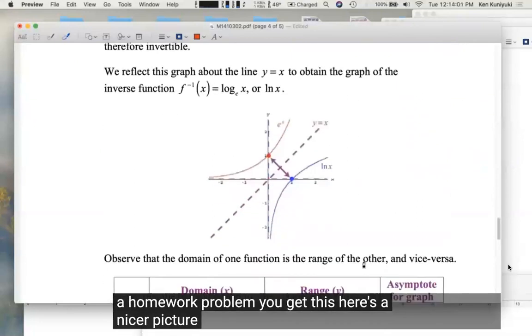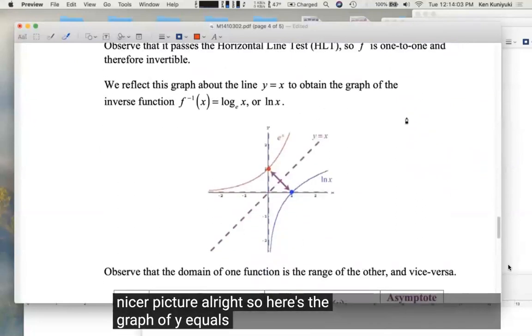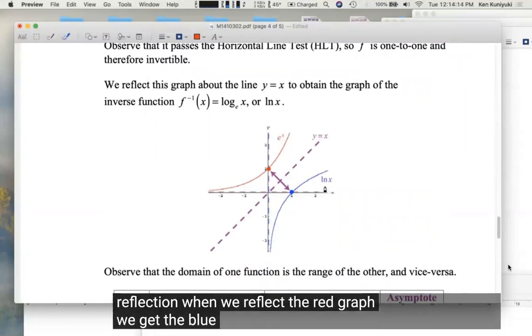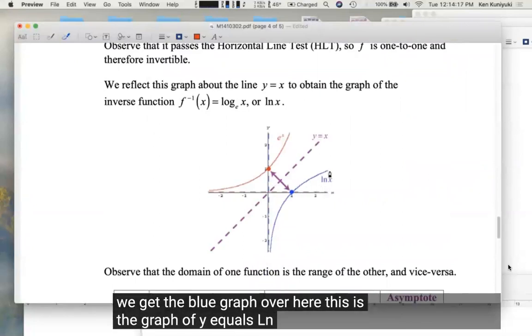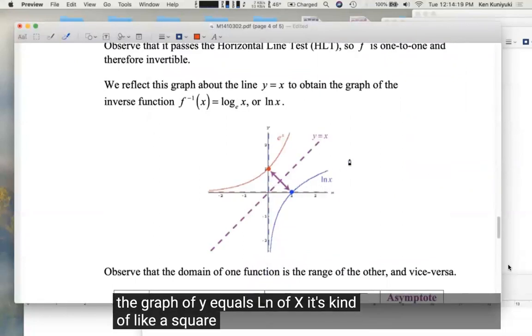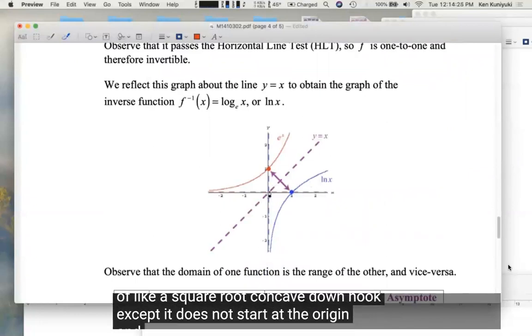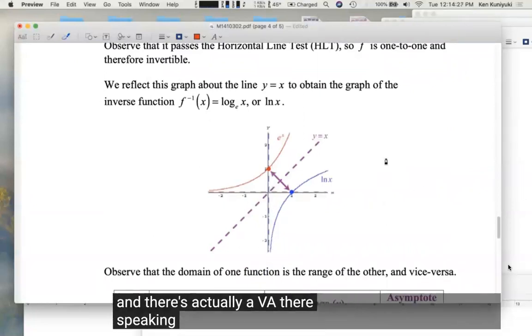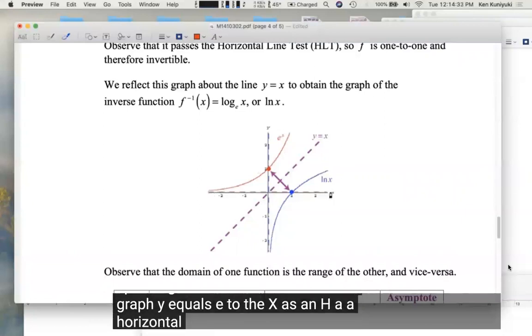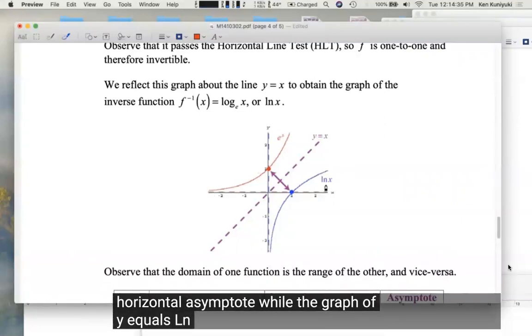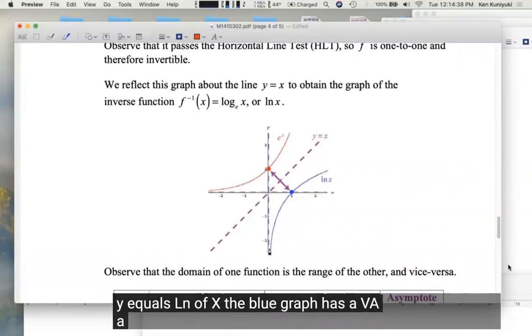Here's a nicer picture. Here's the graph of y equals e to the x. It's the J curve, right? Y equals x, the dashed line here, is not an asymptote, but it's a line of reflection. When we reflect the red graph, we get the blue graph over here. This is the graph of y equals ln of x. It's kind of like a square root, a concave down hook, except it does not start at the origin, and there's actually a VA there. Speaking of which, notice that the red graph, y equals e to the x, has an HA, a horizontal asymptote, while the blue graph, y equals ln of x, has a VA, a vertical asymptote.